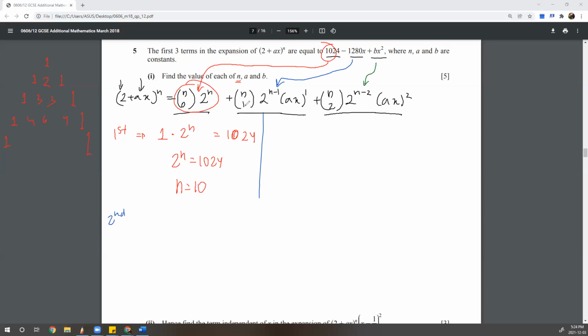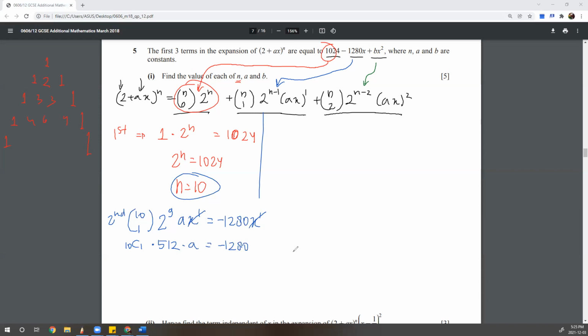nC1. We have the n already. Okay, just write down: 10C1, right? 2 power 9 and ax power 1 equals negative 1280x power 1. If you don't have the power, it's power 1. Then what next? Cross. And then 10 over 1, so it means 10C1. Okay, you may use your calculator. 2 power 9 is 512 times a is negative 1280.